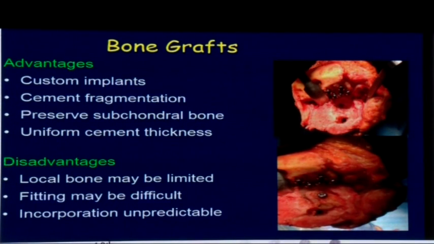Fitting may be a bit difficult and a bit fiddly to try and cut the bone around to actually accept the stem and the prosthesis. And incorporation is completely unpredictable. Although, if you've prepared the bone well, if you make sure that there is no cement in between the bone graft and the host bone, it should not be a problem.